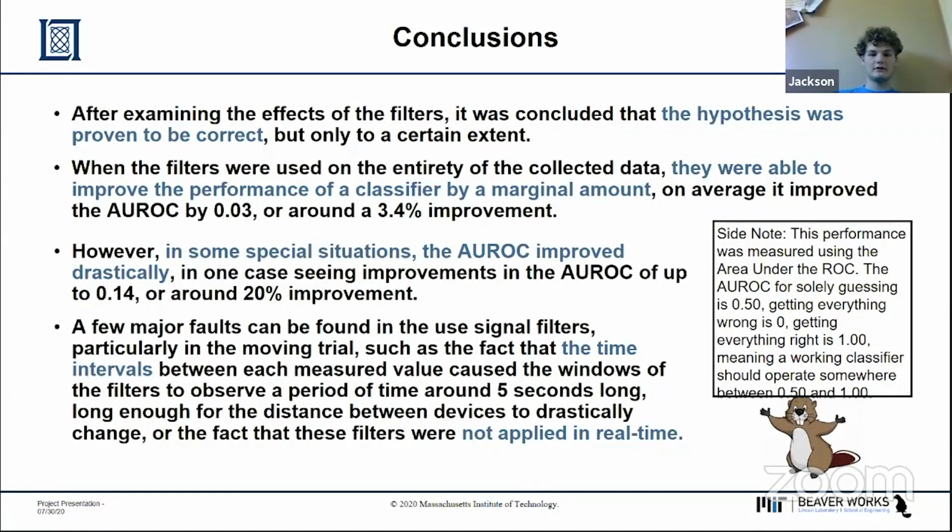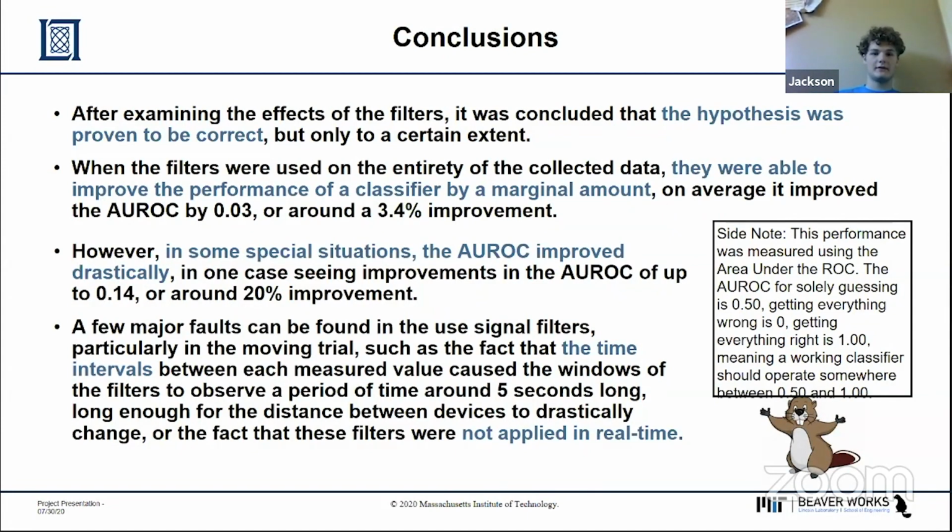After examining the effects of the filters, it was concluded that the hypothesis was correct and that the use of filters could improve the ability of a classifier. However, it could only improve the ability of a classifier by a rather marginal amount, on average around 0.03 or 3.4% improvement. However, in a few certain cases, for example, in a body test with one person in between, the use of filters could drastically improve how a classifier determined distance, and it could see as much as up to 20% improvement. This was exponentially better than all the other tests, and it was definitely worth noting.